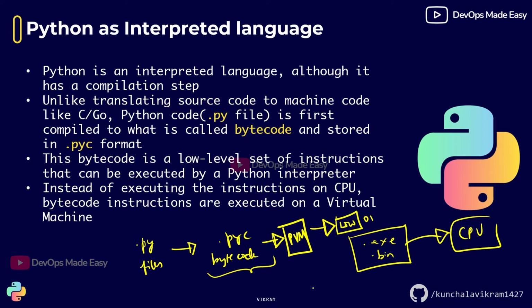CPU. So this is an important step inside the Python language: instead of directly converting your .py files into the low-level language, we have the bytecode. That bytecode can be understood by your Python virtual machine, which is responsible for converting your source code into the low-level code or the machine code.